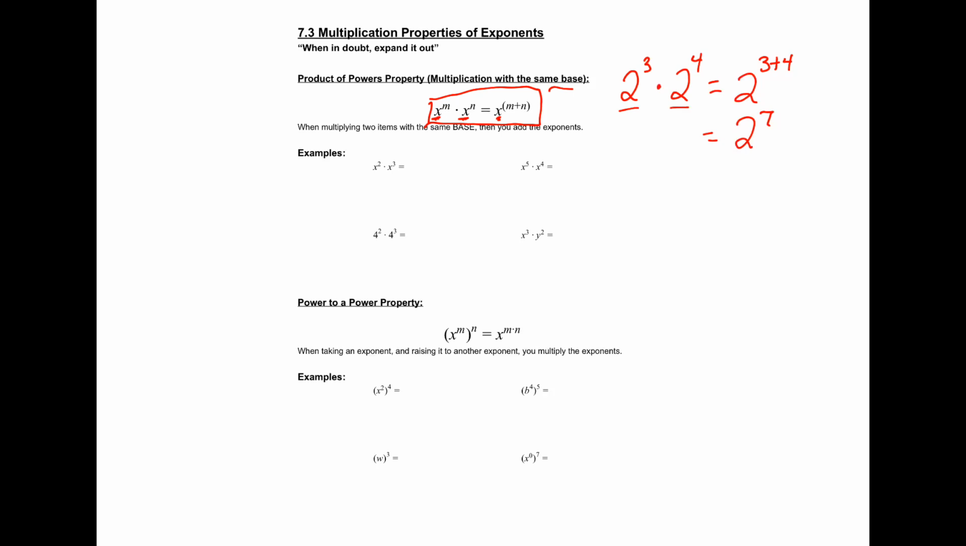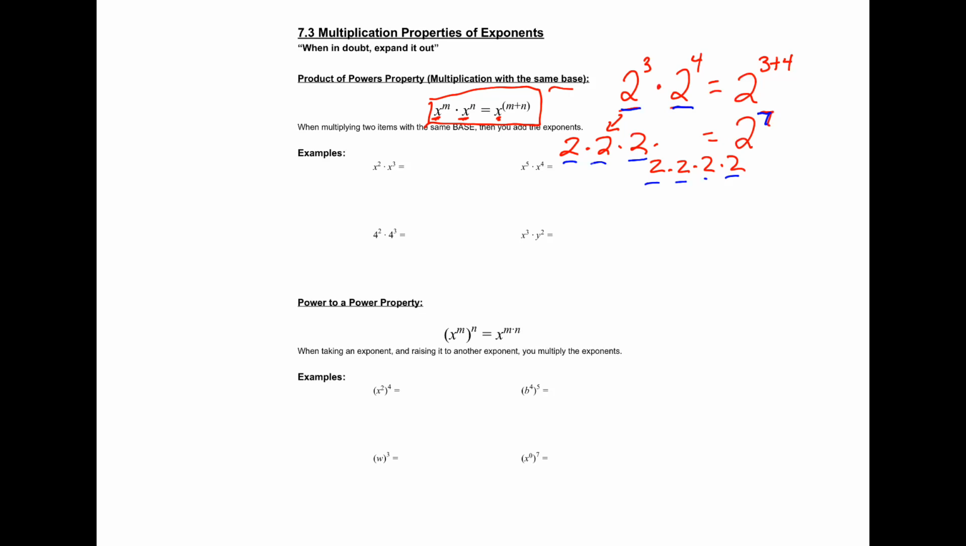And the reason that is true is just remember the way exponents work, it's just multiplying that number that many times. So 2 to the 3rd is the same thing as saying 2 times 2 times 2. And 2 to the fourth is the same thing as saying 2 times 2 times 2 times 2, 4 times. And then if you take a look, how many 2's do we have? We have 7 2's. So that is why if we have the same base, we add the exponents. 3 plus 4 equals 7.